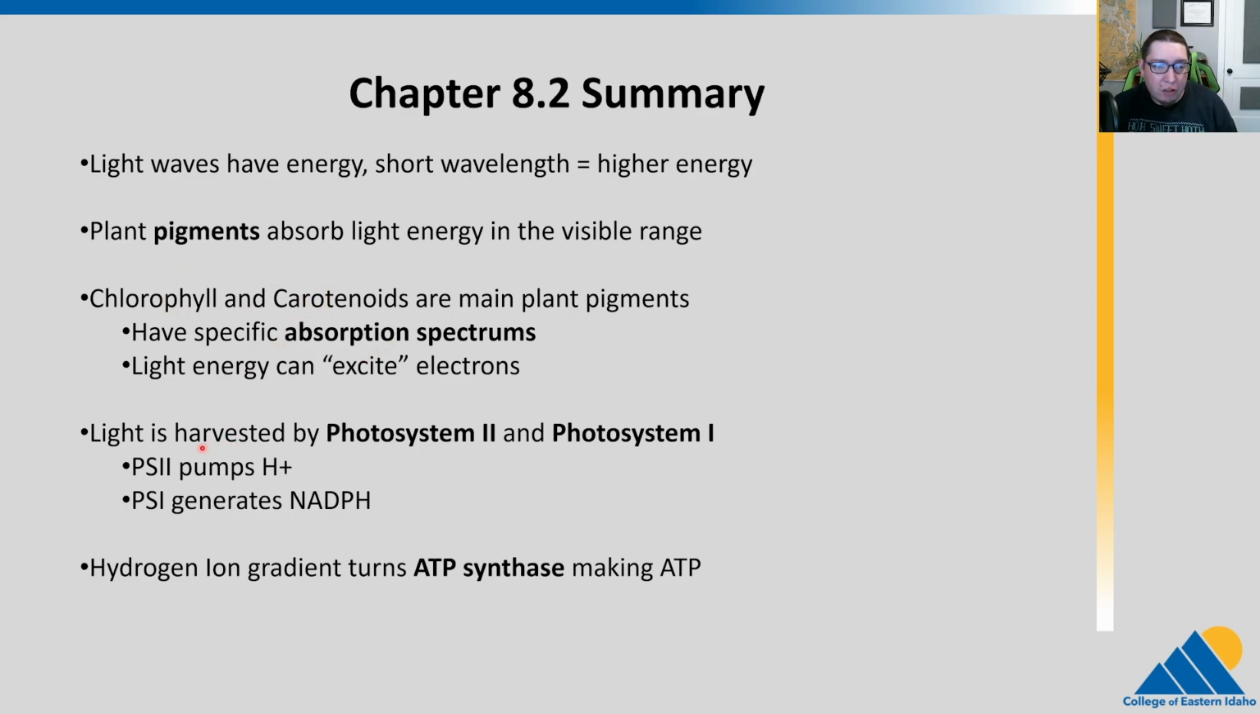The light energy is first harvested by Photosystem 2, which pumps hydrogen ions. It splits apart water to do that, producing oxygen as a waste product. Photosystem 1, the second one, generates NADPH. That hydrogen ion gradient that we created turns ATP synthase, generating ATP, which will be utilized in the next section.